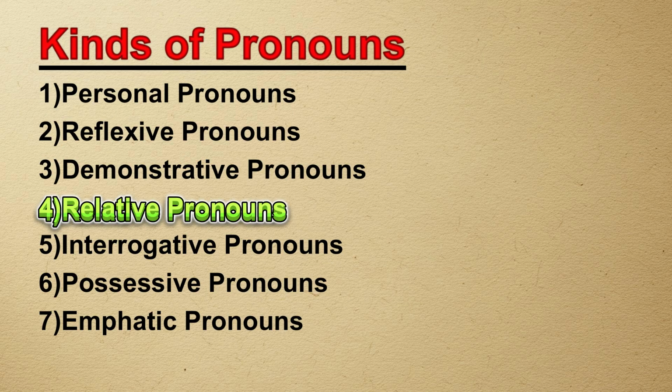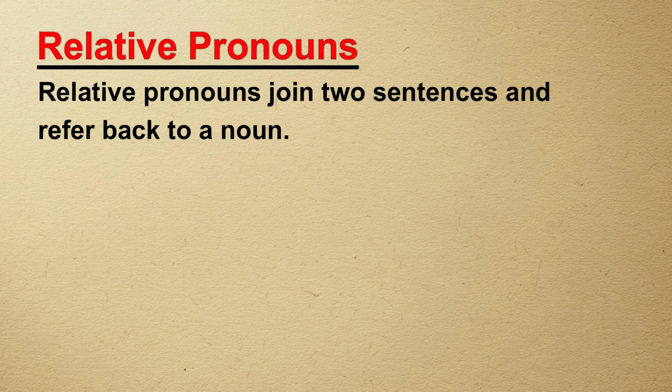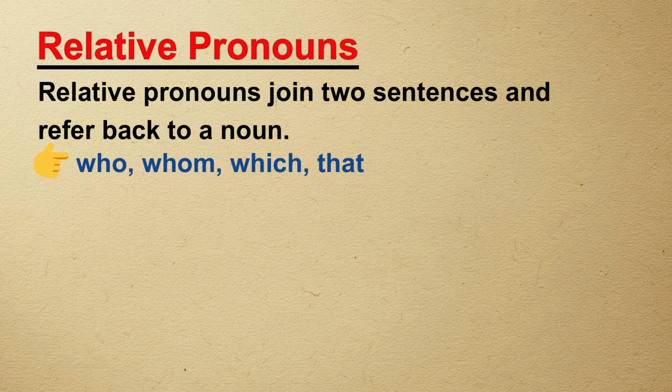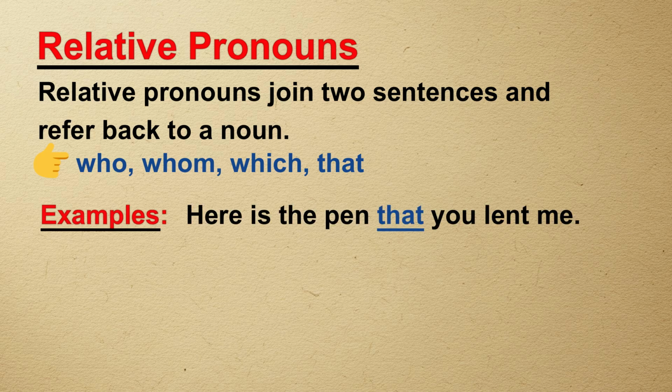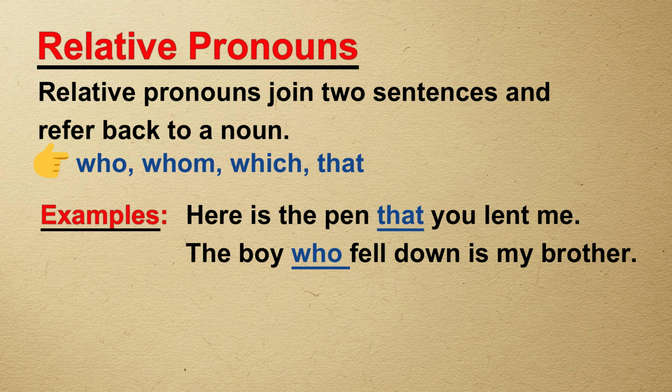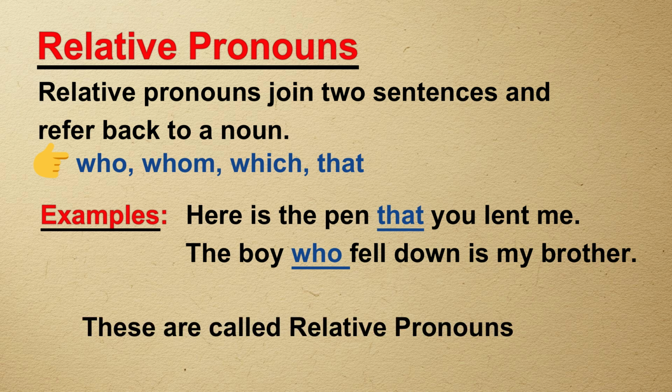Relative pronouns. Friends, relative pronouns join 2 sentences and refer back to a noun. Who, whom, which, that. Examples: here is the pen that you lent me. The boy who fell down is my brother. These are called relative pronouns.